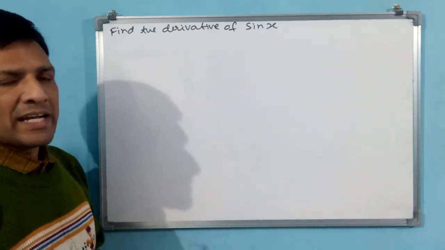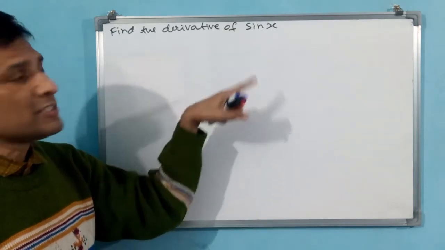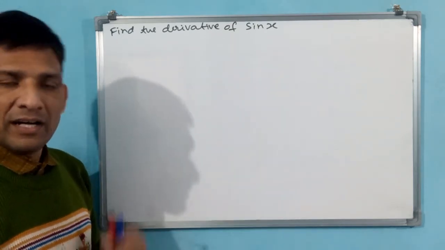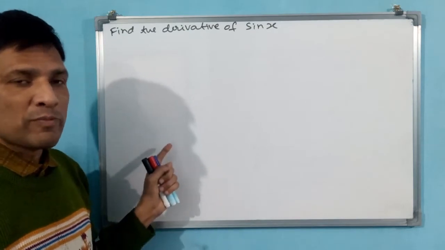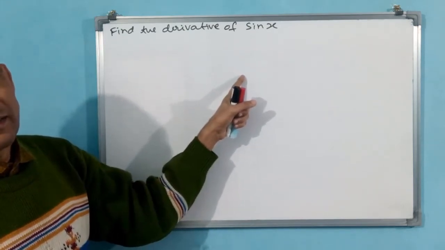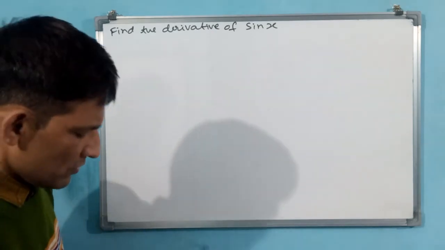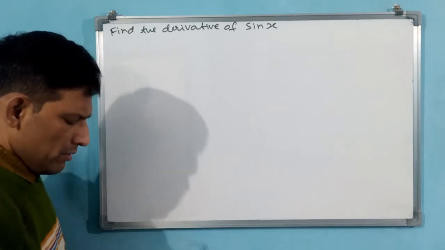With d by dx you cannot directly use the x power n formula. Why? Because that is algebra, this is trigonometry. You have to go back to the old fashion: f of x plus delta x minus f of x by delta x, limit as delta x tends to 0. Like that we have to do. Let us do it.